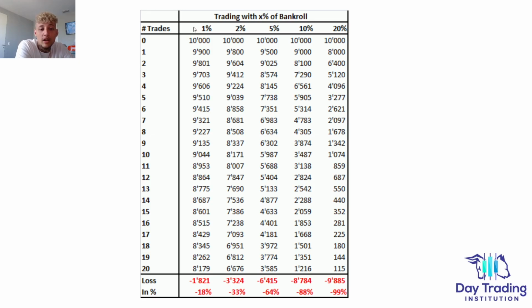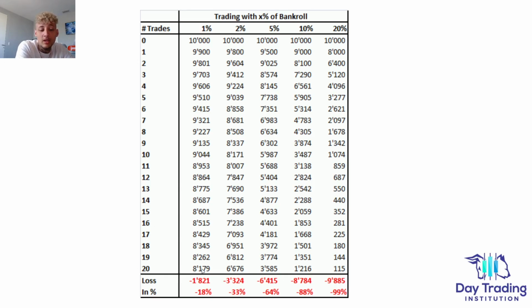So let's take a look at a 1% risk. A 1% risk of our initial balance being $10,000 is going to be $100 per trade. If we lose 20 trades in a row, you only lose 18% in total, because remember, when you start losing, you're only risking 1% of your account balance. So instead of risking $100 here because we've already taken a loss, we're risking $99. Then we're risking $98, and we're risking $97, and we're risking $96. So it incrementally starts to get lower and lower, right?